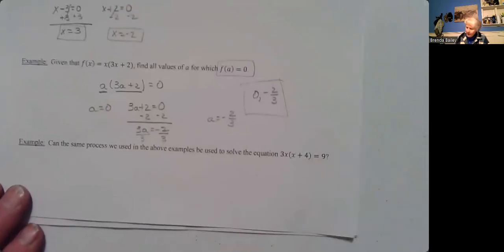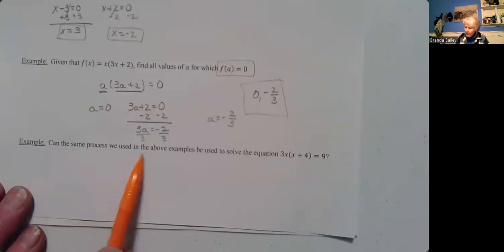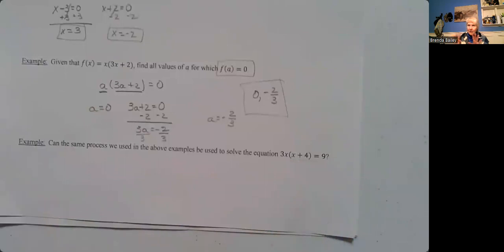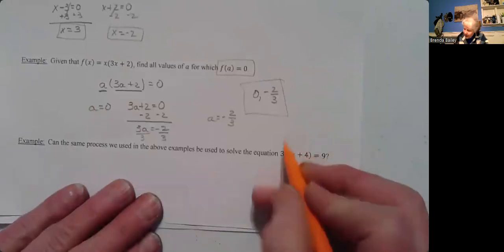Okay, let's look at this last example here, and we may come back to this if I remember and if we have time. But looking at this, can the same process that we used above be used to solve this equation? Can I set this equal to 0 and this equal to 0? No. And you can't set them equal to 9 either. You can't do that. So this is a no.